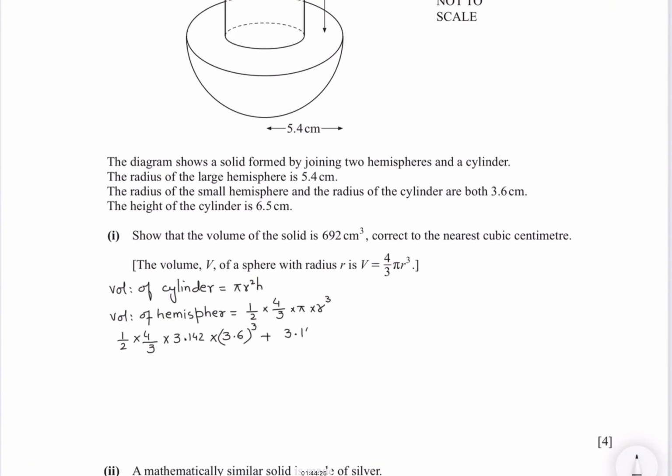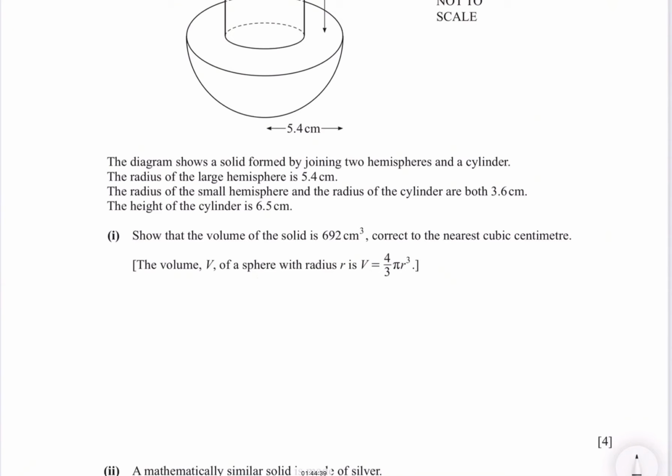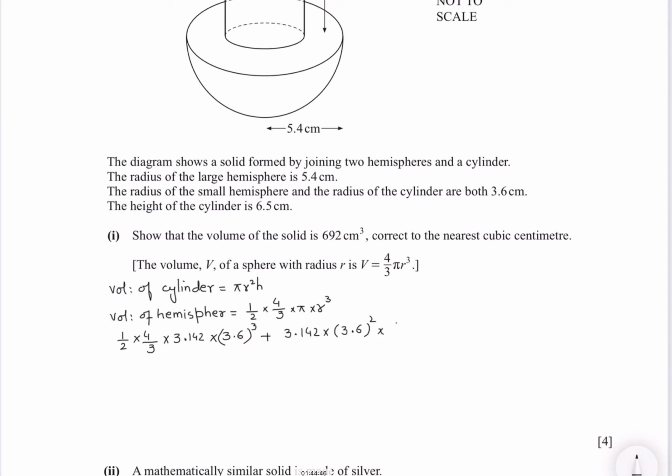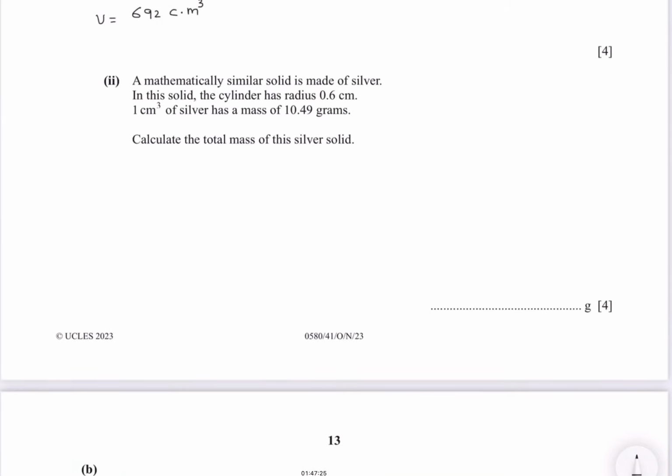Plus cylinder, 3.142 into radius 3.6 squared into 6.5. Then the bottom one, the big hemisphere, half of 4 over 3, 3.142 into 5.4 cubed. Now solve it. You get the answer 692.2455 cubic centimeter. So this is your answer, 692 cubic centimeter, and this is shown.